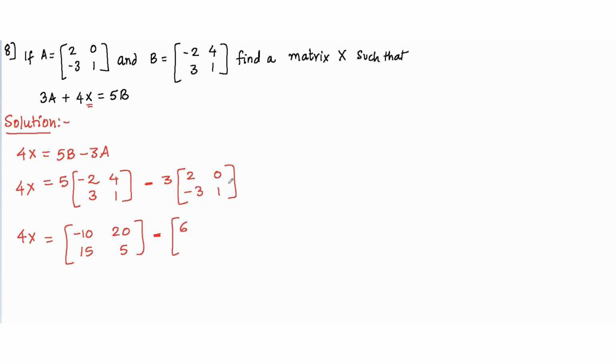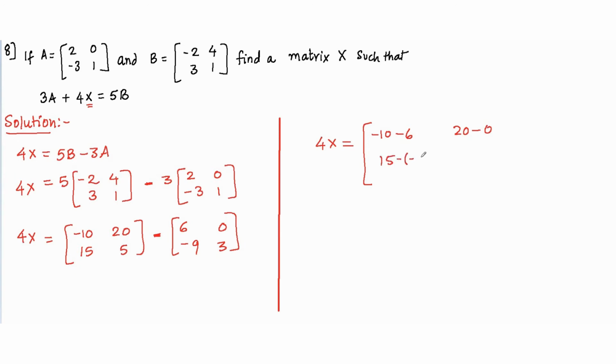So 3 2s are 6, 3 zeros are 0, 3 into minus 3 is minus 9, and 3 1s are 3. And now it's time to perform the subtraction. So 4x is therefore equal to, when I subtract, I have to subtract the corresponding elements. So 4x is equal to negative 10, negative 6, 20 minus 0. Then I have 15 minus of minus 9.